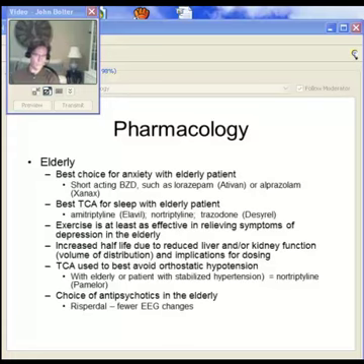The best TCAs for sleep with elderly patients: amitriptyline, we do that, but there is an anticholinergic effect. But you can give very low doses and you're fine. It may be, at that low dose that's typically given for elderly people, which could be anywhere from 10 to 25 milligrams, which is a tiny dose, it may be acting more as a histamine blocker. Same thing with nortriptyline and trazodone. Exercise actually is just as good as taking a medication for depression for them.